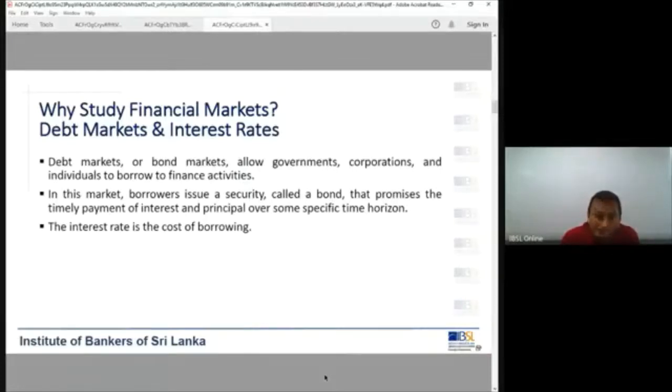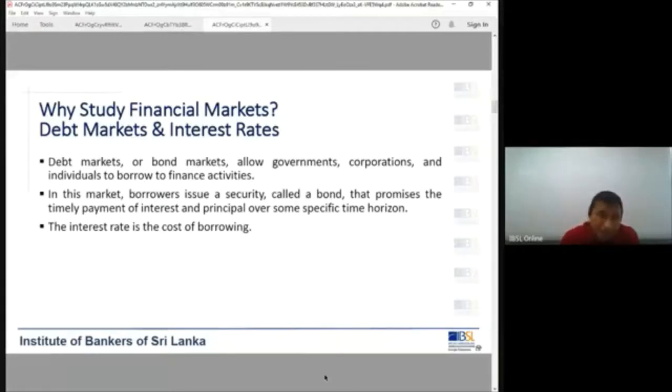This bond promises the timely payment. Very interesting. Timely payment. It's not tomorrow or yesterday. If it is mentioned that the 15th of December is the date on which the interest is due, you have to make sure the payment of interest is made on that particular date, the 15th of December.